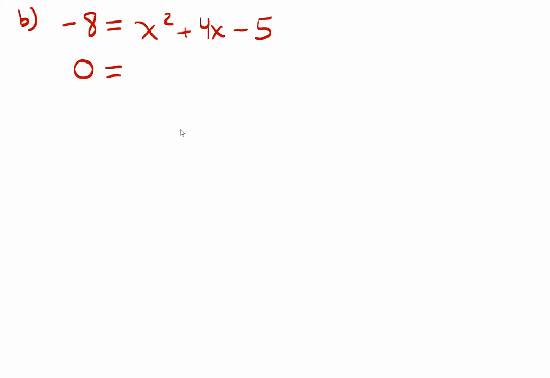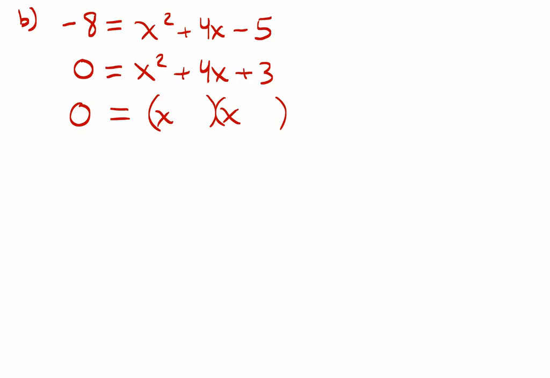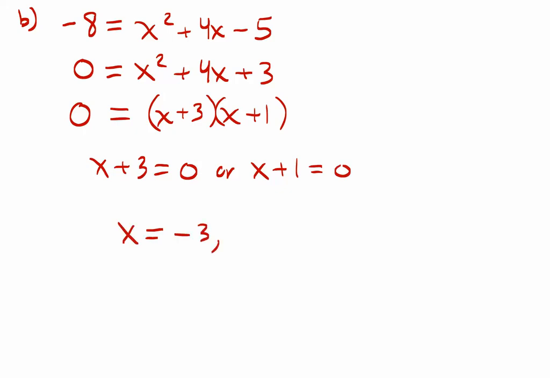So how about add 8 to both sides? Got myself a positive 3. Factor it down: 2 numbers that multiply to 3 and add to 4. Everybody's shy, don't want an answer. 1 and 3, we'll go with that, either order is fine. And again, solving each of those, set equal to 0, or you can just give me the answer right away, that's fine too. So I've got x equal to negative 3 and negative 1.